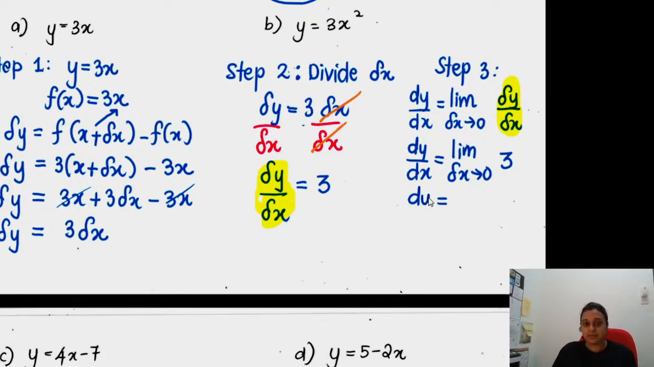Then can you substitute the 0 anywhere? Is there any delta x for you to substitute? Because 0 can only be substituted into delta x. But do we have any delta x there? No, right? We don't have. So since we can't substitute, your final answer is 3 only. So your dy dx, your first derivative, is 3.